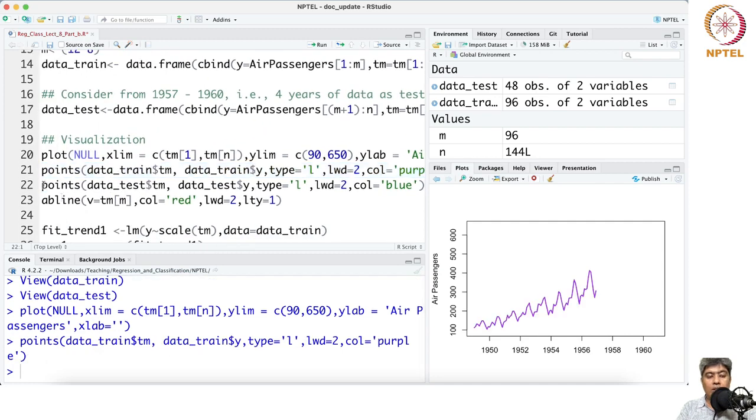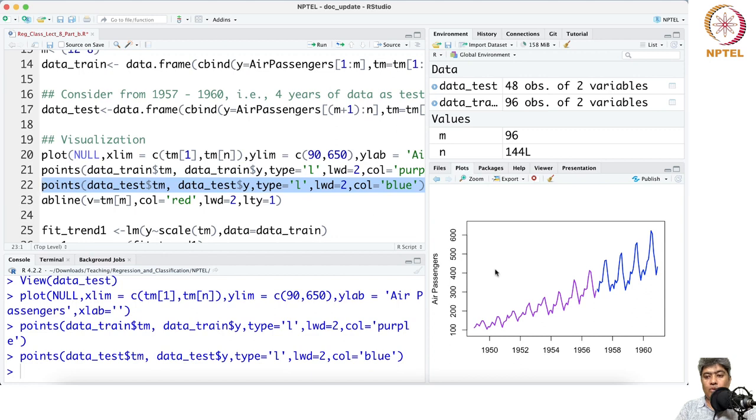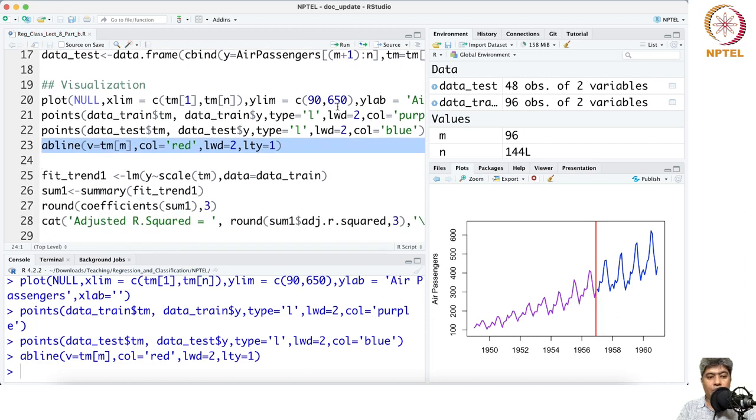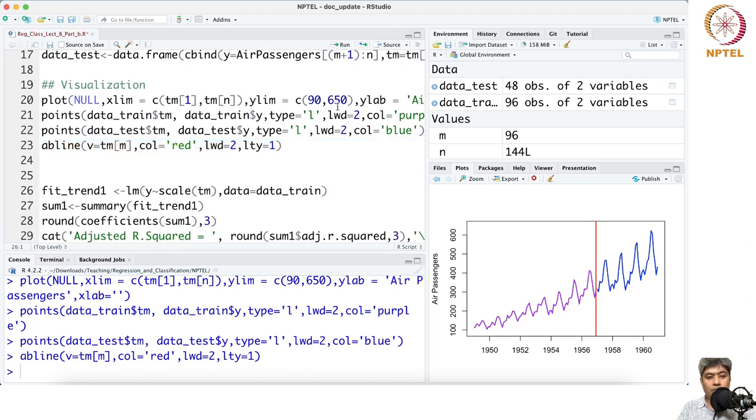and then from the test data set you plot the data with blue color, and this is the red line that we draw. So this part of the data we are going to use as train data, and this part of the data we are going to use as test data. The first model we are going to fit is y equals a plus b time plus error.